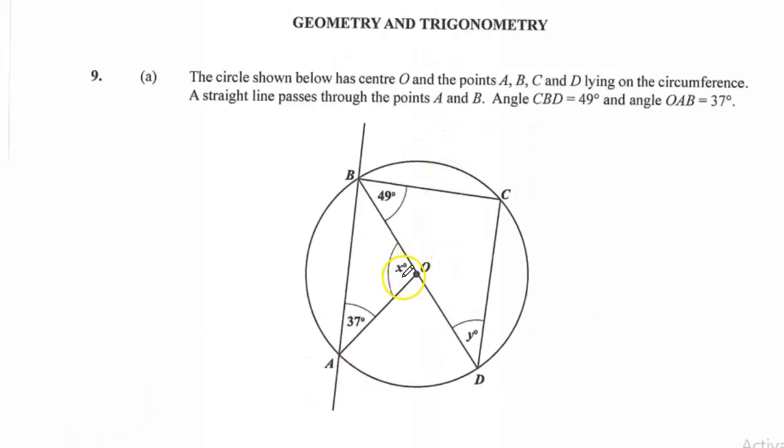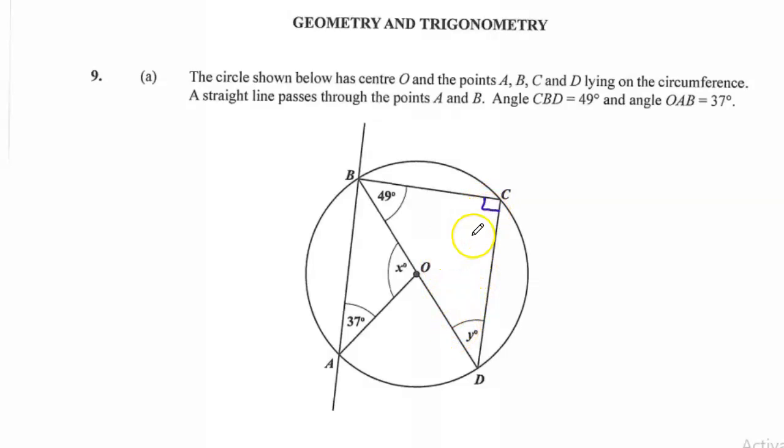Next, we were asked to find the size of angle X and the size of angle Y. Now, the first thing that jumped out at me here was, notice BD. BD represents the diameter of the circle here. Since O is the center, the angle formed from the diameter, of course, is a right angle. So this angle is a right angle. Angle C here is a right angle, 90 degrees.